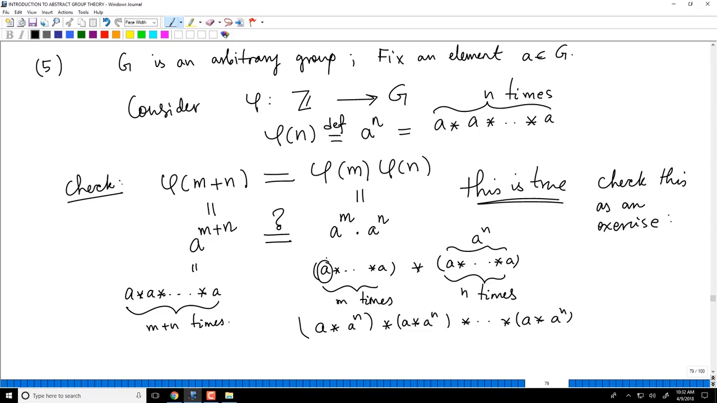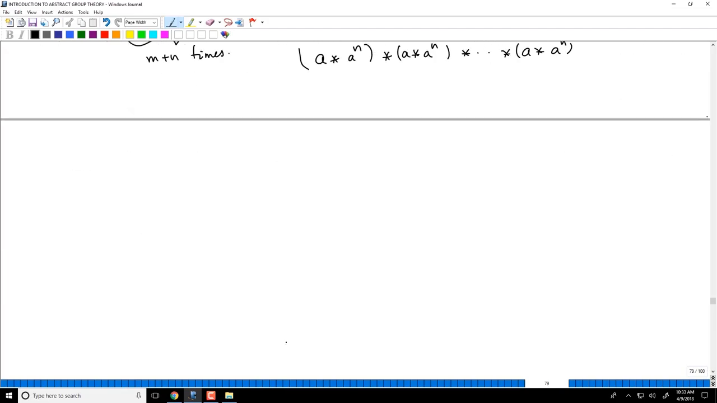Okay, so I remarked on this earlier. When I use the exponential notation, I can use the usual properties of exponents that you have studied about real numbers and integers and rational numbers. So this will go through. Okay, so this is a group homomorphism. So let us do one more example, and then we'll study some properties.